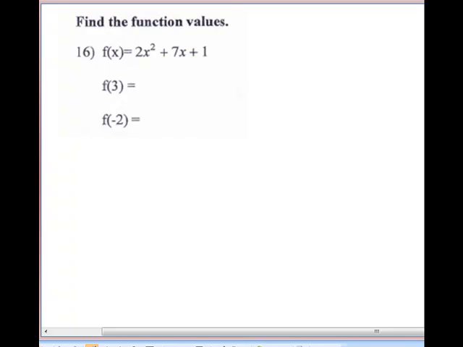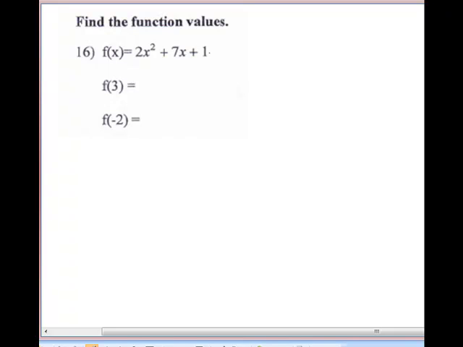We're going to look at problem 16 on our review for test 1. And this says find the function values. So our function is f of x equals 2x squared plus 7x plus 1. We want to find f of 3. This means we are going to let x be 3 and substitute the 3 into all the x's.